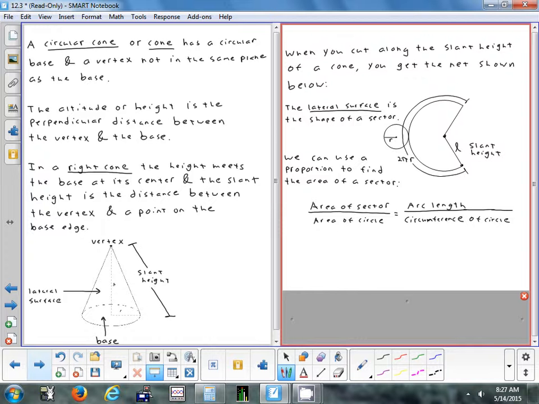In trig, we actually derive the formula for finding the area of a sector based on using what are called radians, how big of an angle you have inside here. We're not really going to get into talking about the angle inside there in this class.